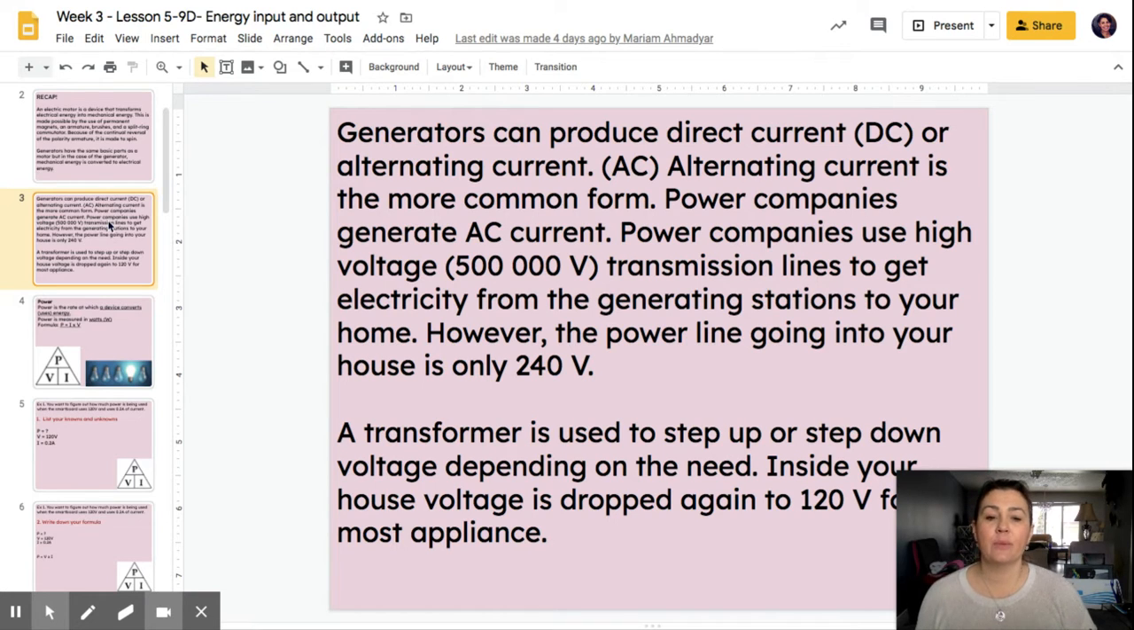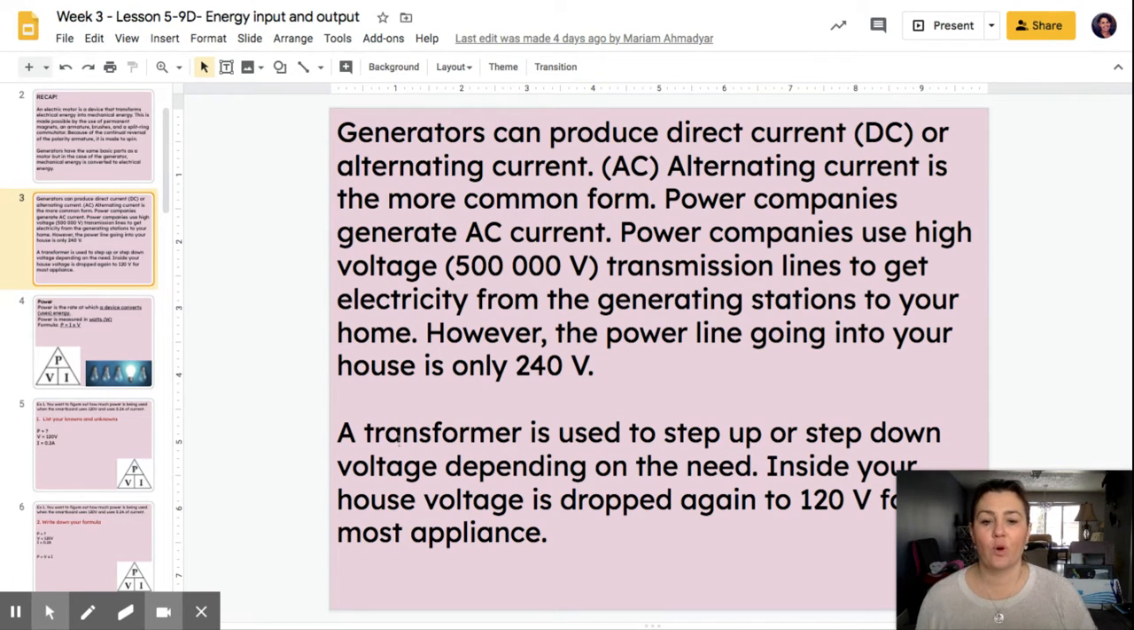Now, generators can produce direct current, or they can produce something called AC, alternating current. Alternating current is the most common form. This is what power companies are going to give us. So the current that's coming into your house right now, coming out of your plugins, that's AC, alternating current. Power companies use high voltage transmission lines to get electricity from the generating station to your home. We're talking 500,000 volts. So massive amount of voltage. However, the power line that goes into your house is only 240 volts. So that's all that comes into our house.